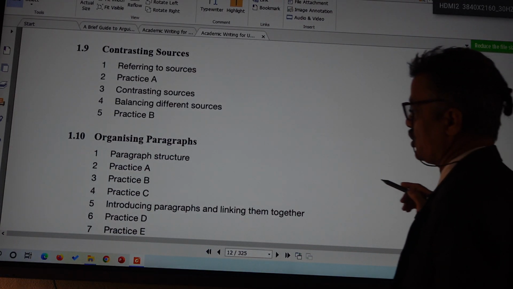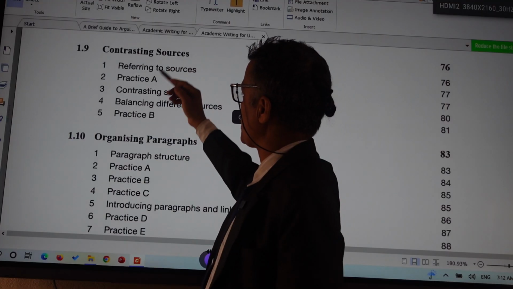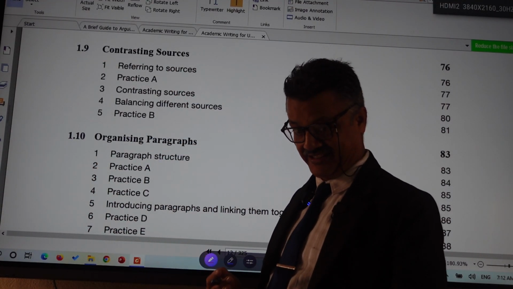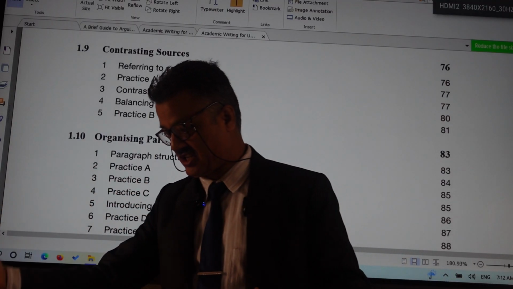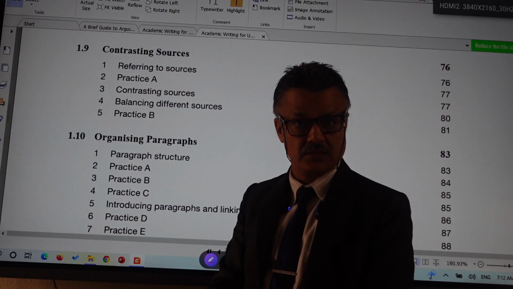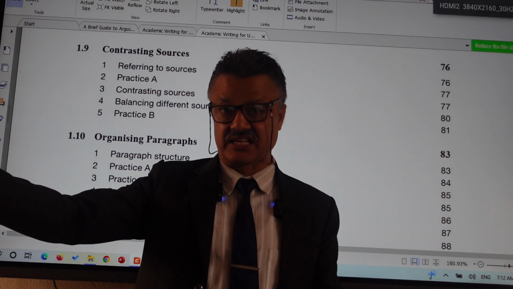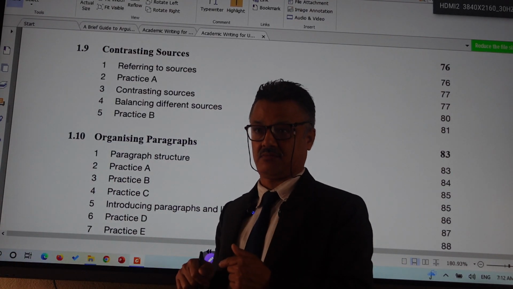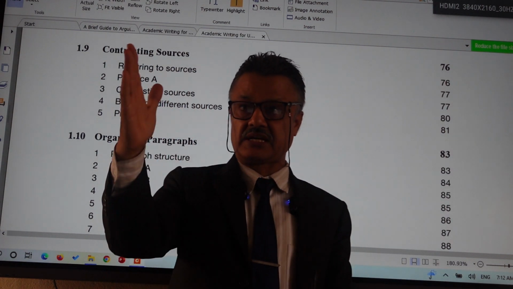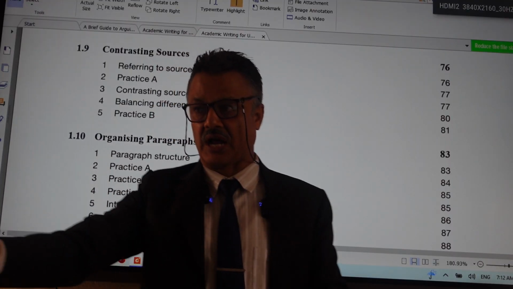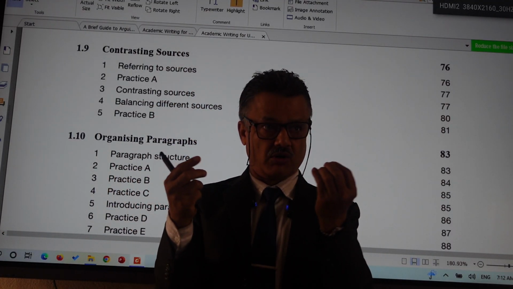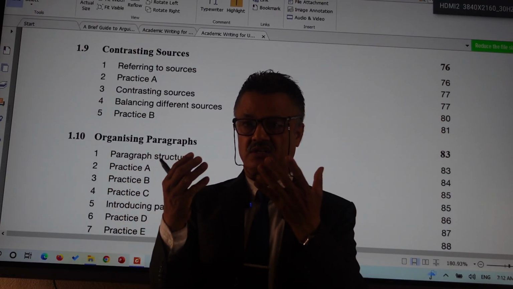Contrasting sources, you can compare different ideas, right? Maybe one writer says one thing and another writer says the opposite, you bring them together and say writer A says this, but writer B says this, therefore I think this. See the synthesis. Writer A says this, writer B says just the opposite. Therefore, I think, now you bring your opinion. That is called dialogue. That is called conversation research.